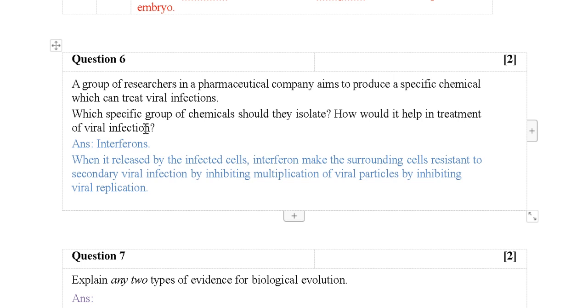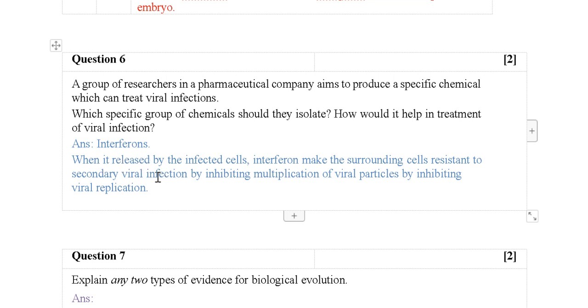Next question in section B. A group of researchers in a pharmaceutical company aims to produce a specific chemical which can treat viral infections. Which specific group of chemicals should they isolate, and how would it help in treatment of viral infection? So the specific group of chemicals that they should isolate is interferons. How would interferons then help in treatment of viral infection?